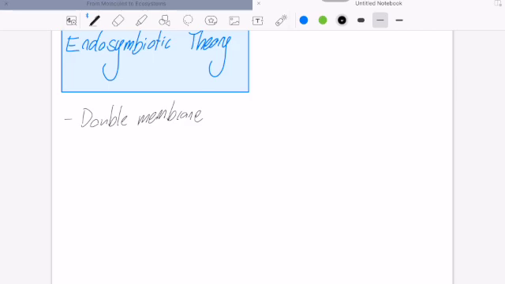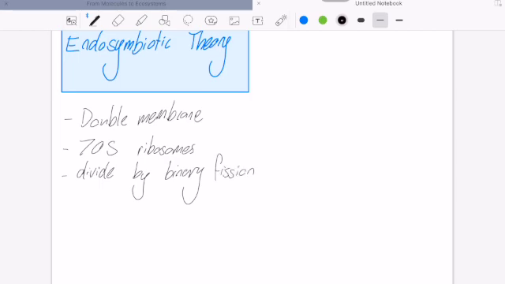Another characteristic they have is that they both have 70S ribosomes, which is very important considering that eukaryotic cells, as discussed before, have 80S ribosomes. And another piece of evidence is that they divide by binary fission, which is relative to prokaryotic cells.